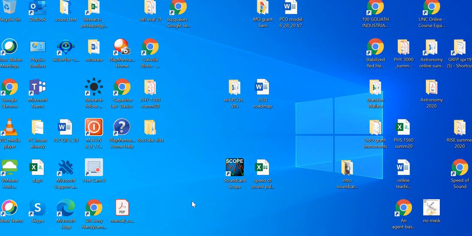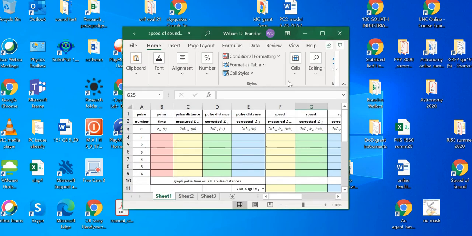Okay, we have acquired the data for the pulse train associated with the speed of sound in the PVC pipe. So you should download this document right here. It's an Excel file, speed of sound pulse data template. You should download that, and then you can open it up, and it'll look something like this.